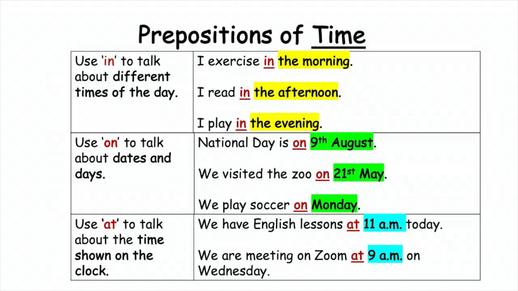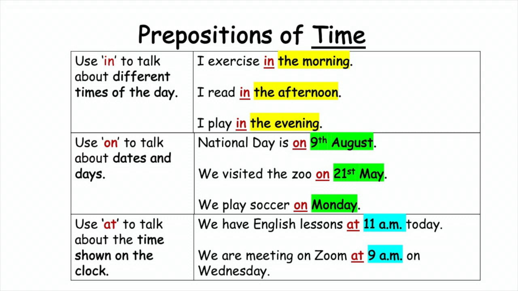To summarize, we use in to talk about different times of the day. I exercise in the morning. I read in the afternoon. I play in the evening. We use on to talk about dates and days. National Day is on 9th August. We visited the zoo on 21st May. We played soccer on Monday.